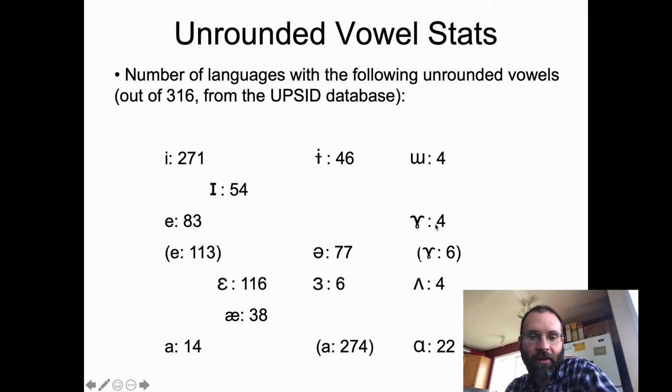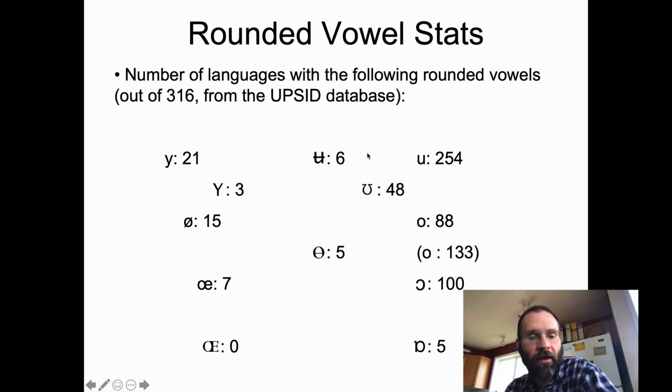But there's not many languages with these back unrounded vowels. There's just a handful, really, out of 316. And you can contrast that with the rounded vowel stats. So we have a lot of vowels back here. These are common, oo, o, o. And then there's even some languages which don't really have a contrast here. There's a lot of oo's as well. Everything else is small in number. So only u and have more than 10 languages with those vowels. The rest are just tiny numbers.